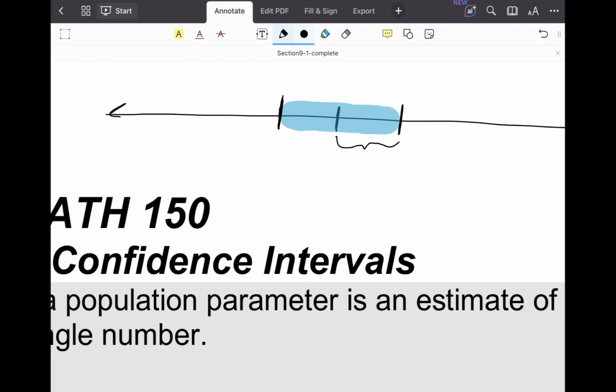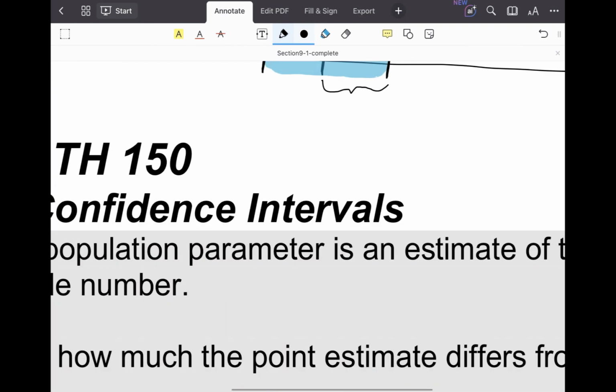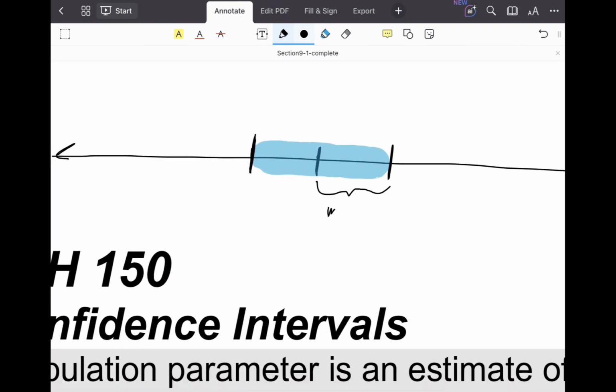This distance here is called your margin of error. And you have that on both sides. So this distance on the right is the same as this distance on the left. That distance is called the margin of error. Right in the middle, this is the point estimate.